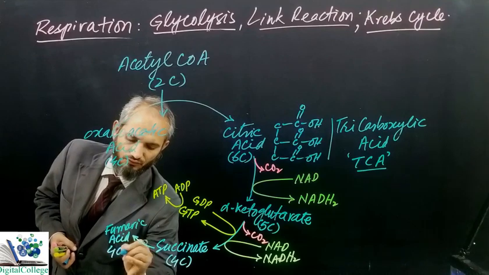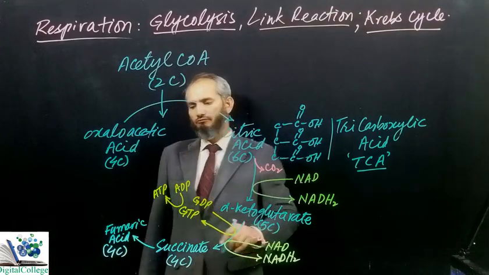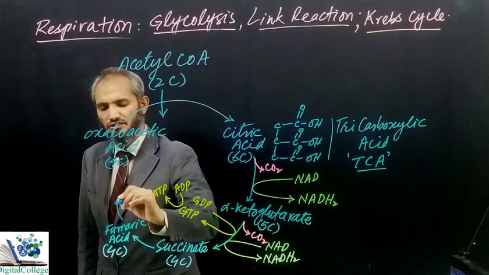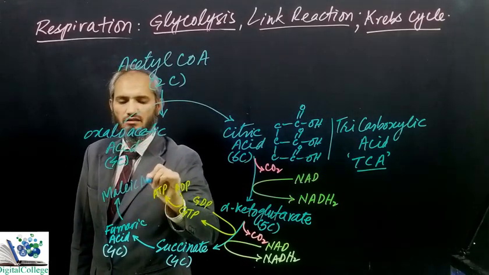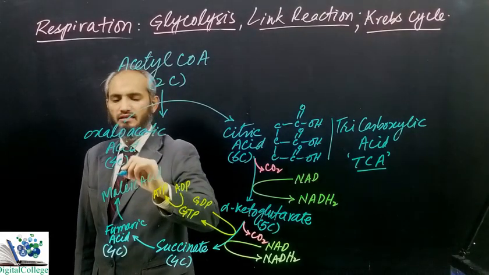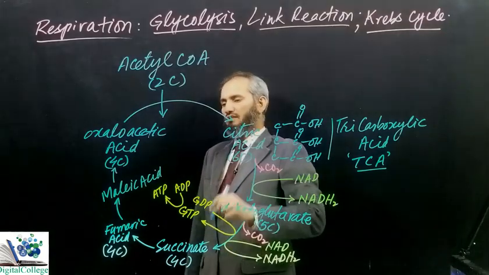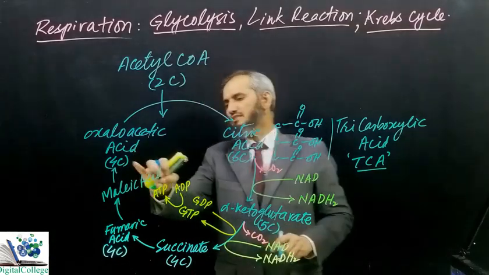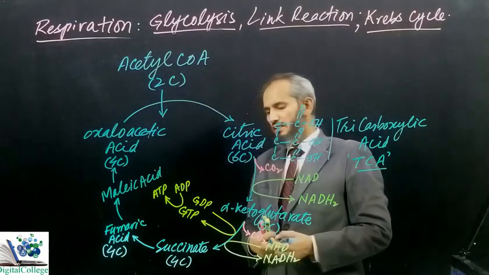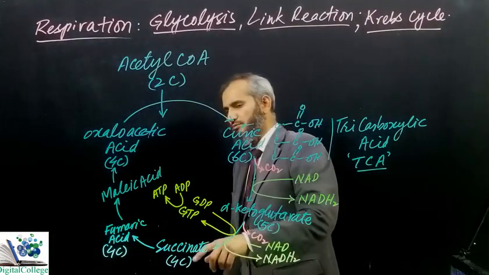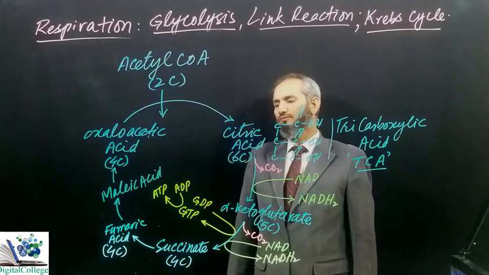Fumaric acid is a 4-carbon compound, and fumaric acid is then changed into malic acid, and then malic acid is changed into oxaloacetic acid. Now you can see that oxaloacetic acid is a 4-carbon compound, succinic acid is a 4-carbon compound. It means after the succinate formation, in all the other steps there is no removal of carbon.